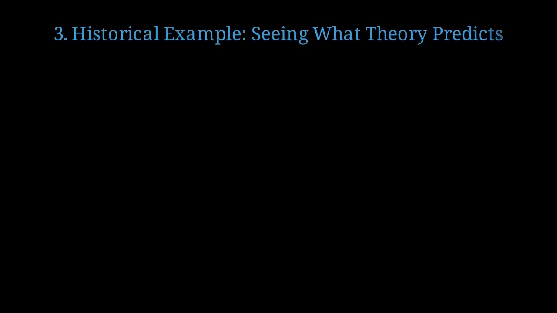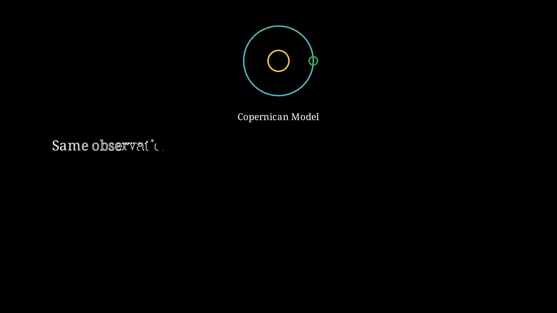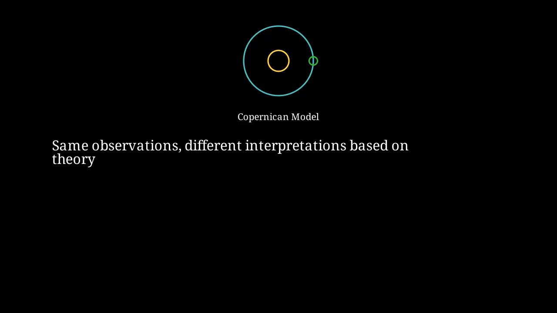Let's look at a concrete historical example of how theories determine what we see. In ancient astronomy, the Ptolemaic model placed Earth at the center with planets moving in complex circular paths called epicycles. The Copernican model placed the Sun at the center with planets in simpler orbits. Astronomers literally saw different things depending on their theory. The same celestial observations were interpreted completely differently depending on which theoretical framework astronomers used.